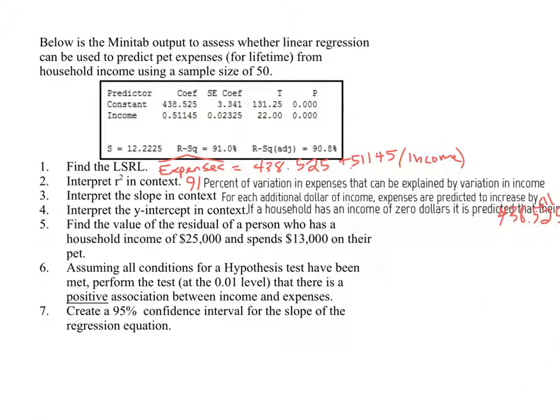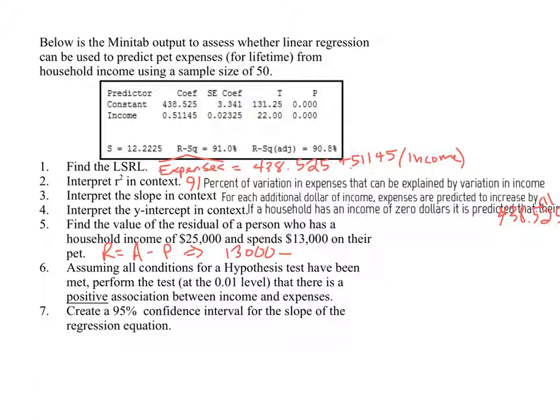Find the value of a residual of a person who has a household income of $25,000 and spends $13,000 on their pet. Residuals have this formula. Residuals equal the actual value minus the predicted value. So for us, we have an actual value, it's $13,000, but we don't have a predicted value. How we would get the predicted value is by plugging our explanatory variable, 25,000, into our equation.